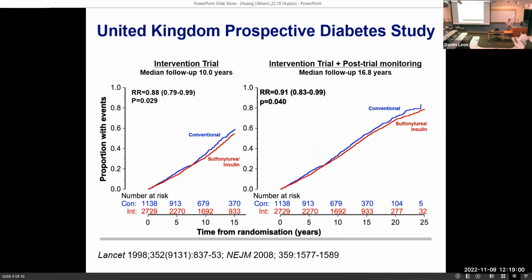It's not until 1998 that we have the publication of the United Kingdom Prospective Diabetes Study, which basically was the first trial to show that glucose lowering was beneficial for type 2 diabetes. So it's not until 1998, I'm a resident at that time. It just comes out at that time. Before that, doctors and endocrinologists and diabetologists had been managing it with the hypothesis that glucose lowering was beneficial, but this was the first trial to show that it did.